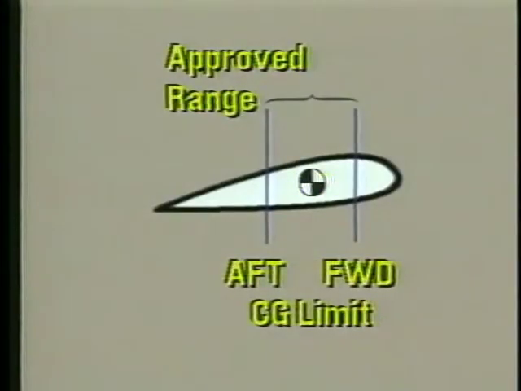A potentially worse situation occurs when an airplane is loaded with the CG aft of the approved range. In this case, the airplane will be very unstable in pitch. Even with full forward pressure on the control wheel, recovery from a stall might not be possible.